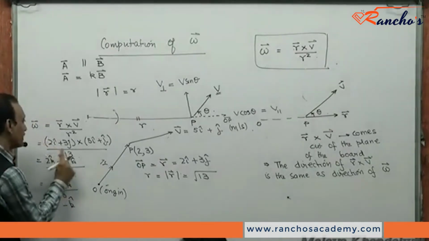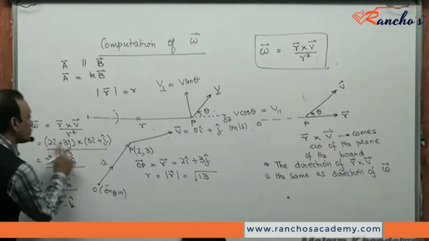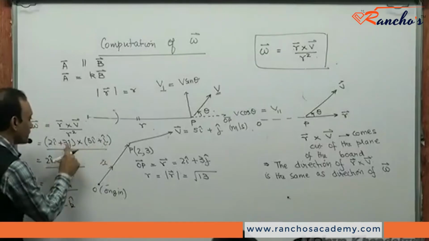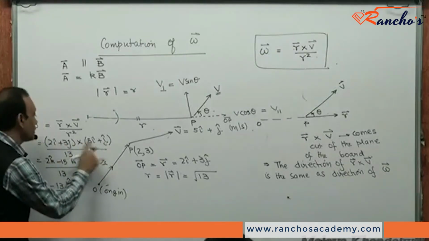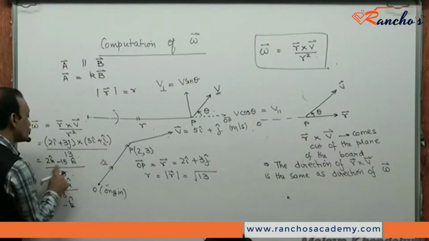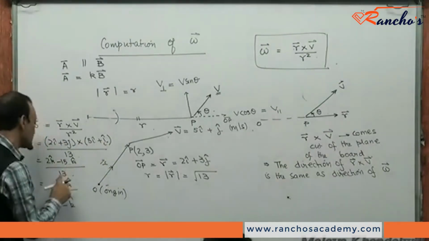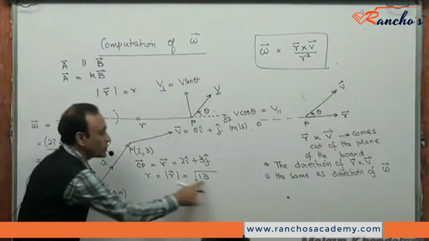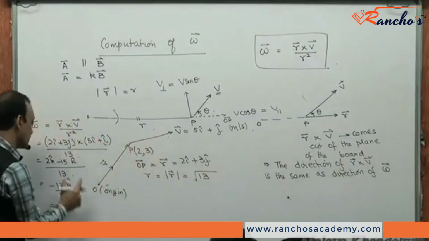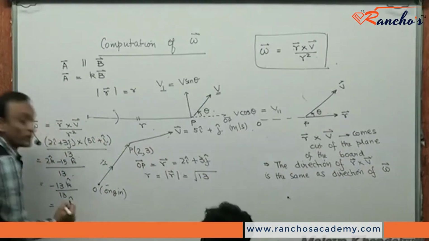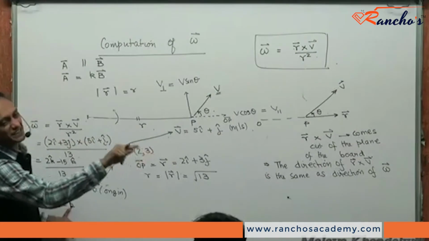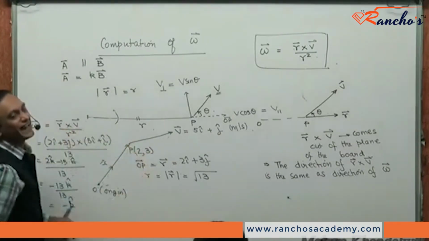Do you all understand what I did here? i cross i is 0. i cross j is k, so 2k cap. j cross i is minus k, so this is minus 15k cap. And j cross j is 0. So 2k cap minus 15k cap, minus 13k cap by r squared. r squared is the square of the distance between P and O, which is 13. So this is minus k cap. So the direction of omega is in the negative z direction. The direction of the omega vector is in the negative z direction.